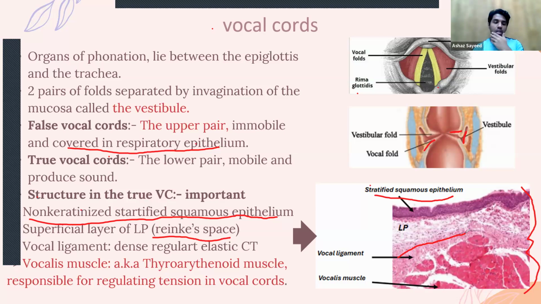Now an important structure in the vocal cords is the vocalis muscle. The vocalis muscle is also known as the thyroarytenoid muscle. It is responsible for contracting and maintaining tension within the vocal cords, and this is why you can create different frequencies of the voice. Depending on how contracted or relaxed the vocalis muscle is, you can create different frequencies of voices.